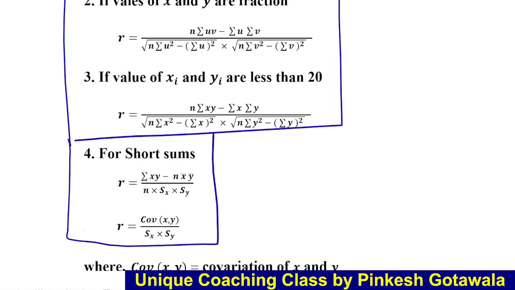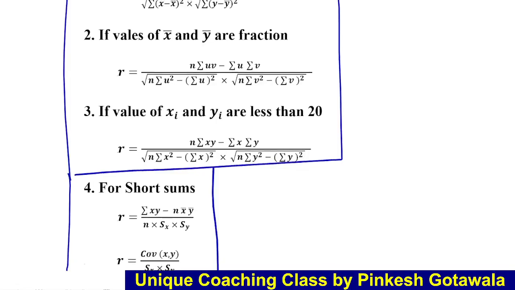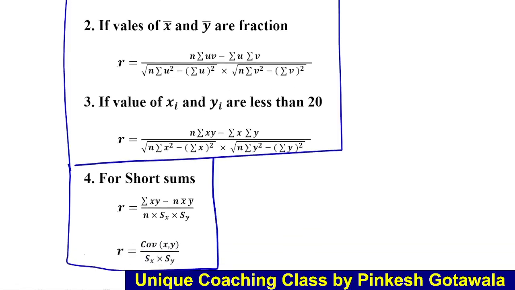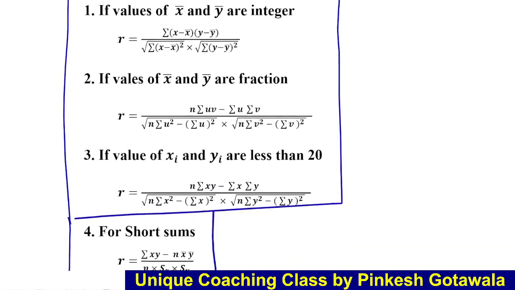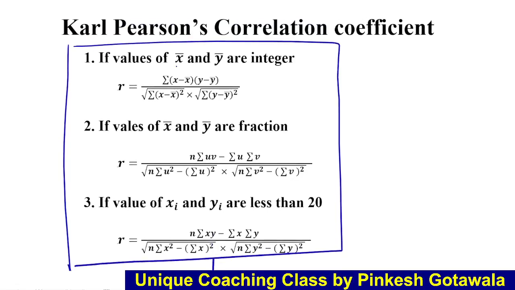So this way there are a total of 5 formulas. First 3 are specially for a long sum, and the fourth and fifth are specially for a short sum. Now here you can see some headings. If the value of x bar, y bar is integer, here fractional, and xi, yi are less than 20. So I'm just going to explain.